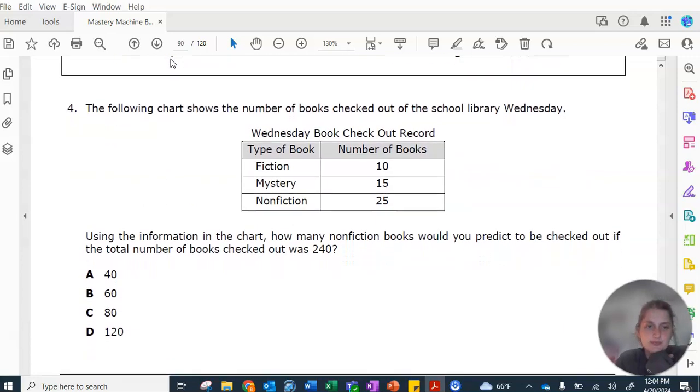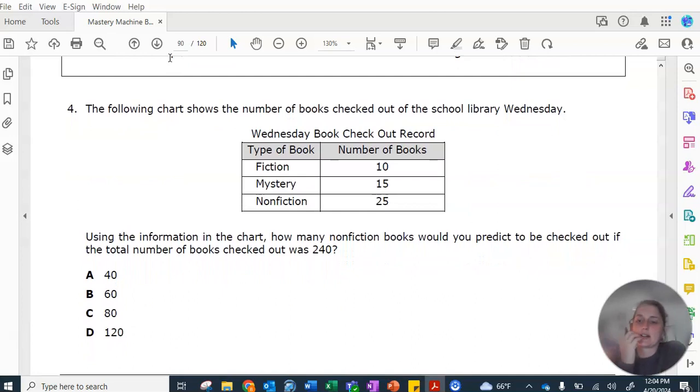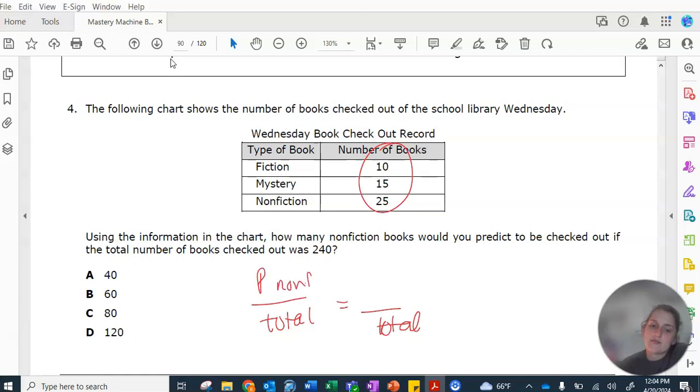Number 4. The following chart shows the number of books checked out at the library. Using the information, how many non-fiction books would you predict to be checked out if the total number of books checked out was 240? So we're making a prediction for a larger total than we actually have based on the information that we have. So in order to go total to total, you need to find this total. And then do the part nonfiction to our predicted part nonfiction.